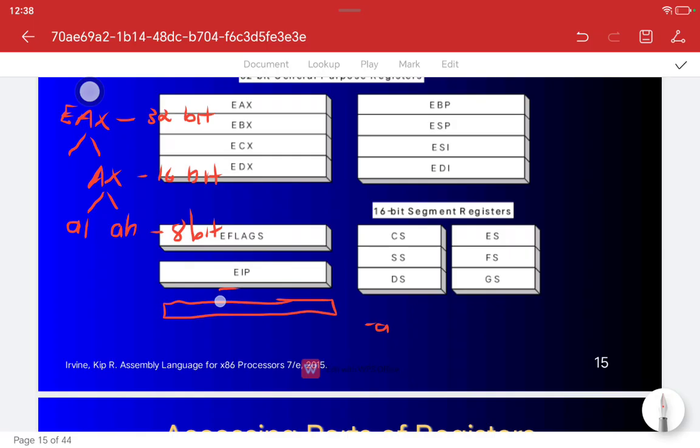Let's say we have AX. If we divide this into two, we're going to get AL and A high. So when you are applying those, remember this is going to be used for arithmetic operations, right?